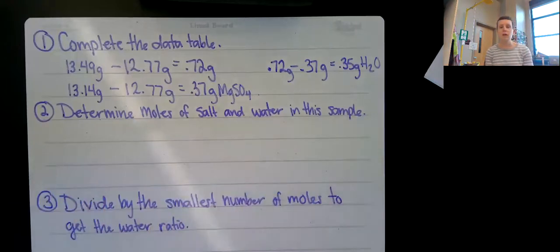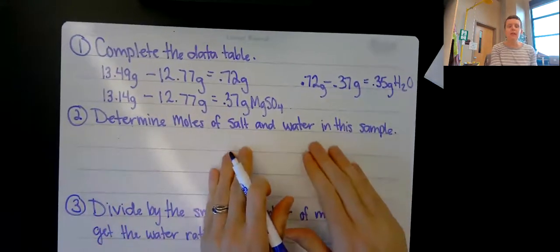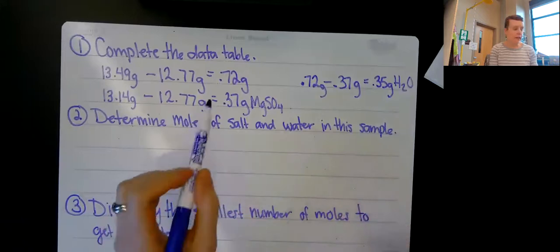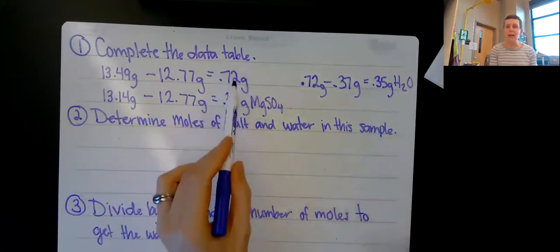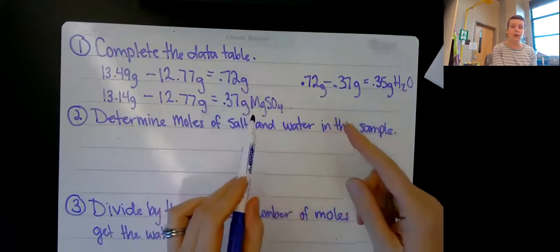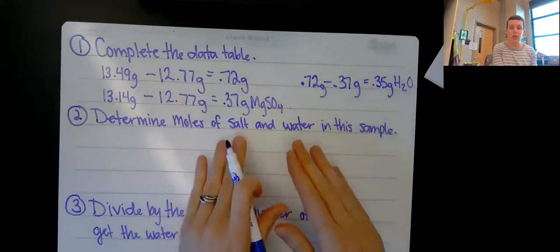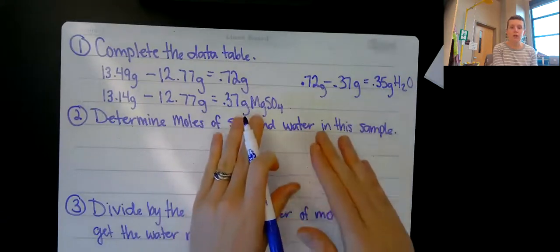Determine the moles of salt and water lost by this sample. Okay. So salt and water in this sample. In the sample of hydrate. Remember, this 1.72 grams, that's the hydrate. That's the magnesium sulfate and the water together. We want to separate them now. We're doing an empirical formula calculation. We want a mole ratio of salt to water.